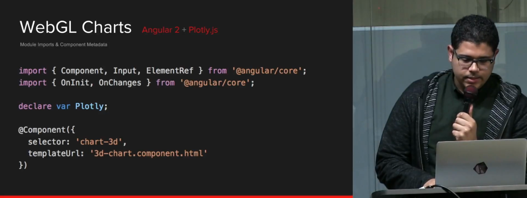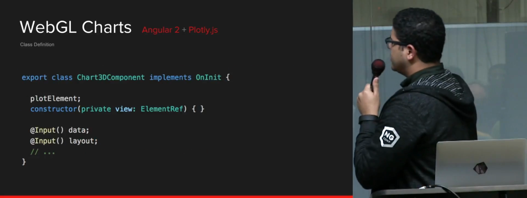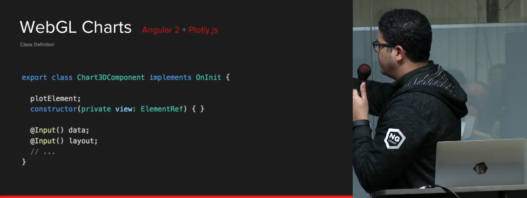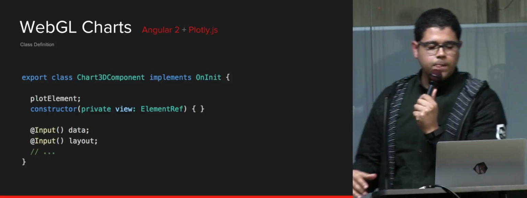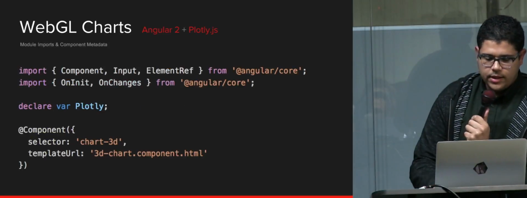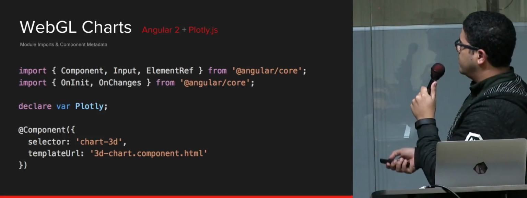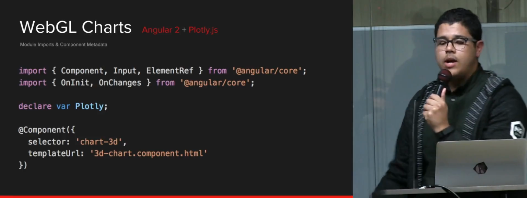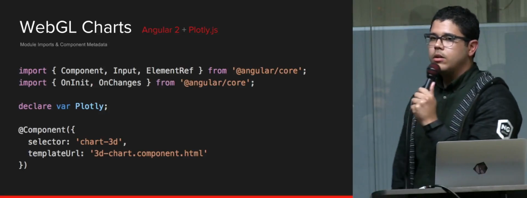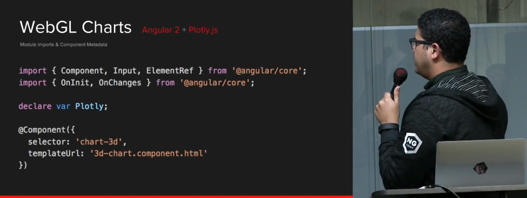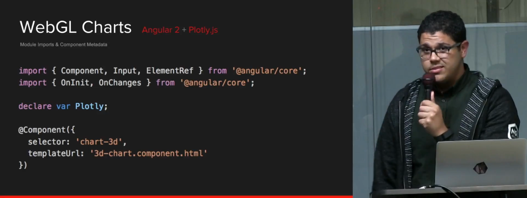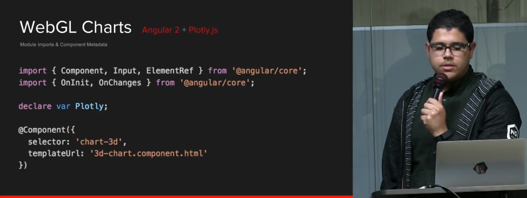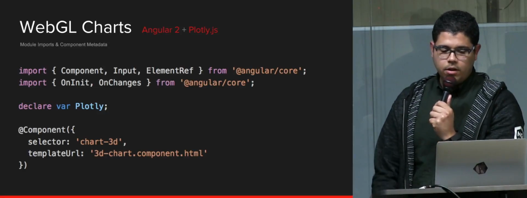Exactly. So our class is actually very small. Something that I didn't mention was the declare. This is TypeScript, so I'm declaring the Plotly variable globally. There are other ways of going around this. In this case, it's just because of the typings.